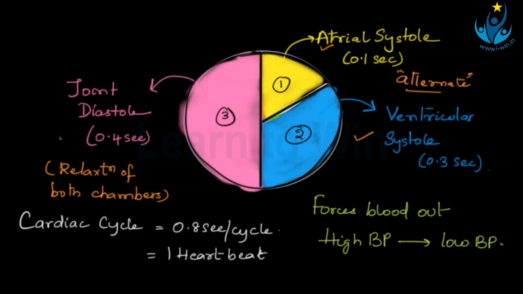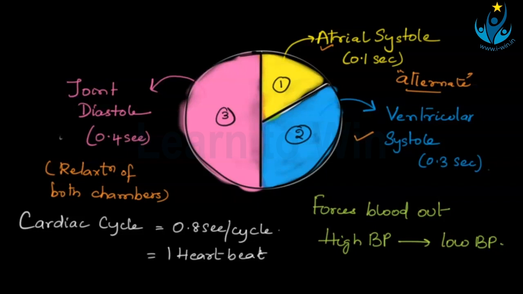So this alternate contraction and relaxation of the ventricles and atrium, or the chambers of the heart, creates a blood pressure, and this increased blood pressure pushes the blood out of the heart from its high blood pressure region to low blood pressure region. So this is the introduction of the cardiac cycle.